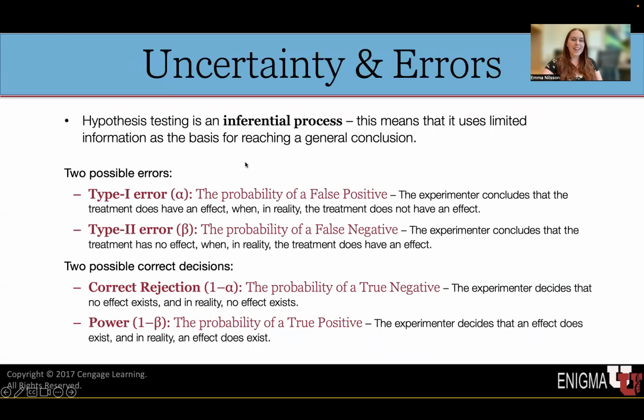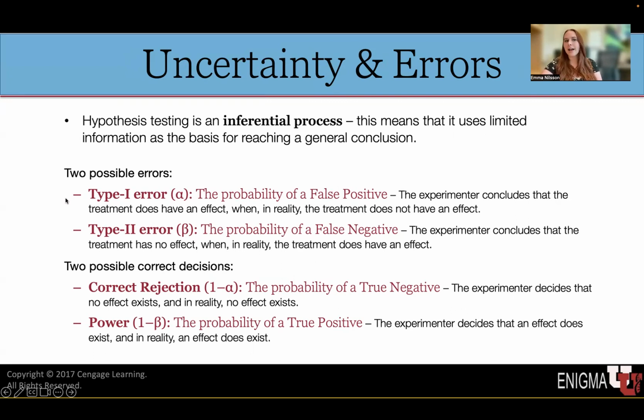So with that in mind, let's talk about some uncertainty and errors that can occur in hypothesis testing. So hypothesis testing, like we've talked about, is an inferential process. So we use limited information about a sample to make a general conclusion about a bigger population. It's inferential, it's not exact, precise, right? Because that happens, there are a couple of errors that we can make. There are two specifically possible errors.